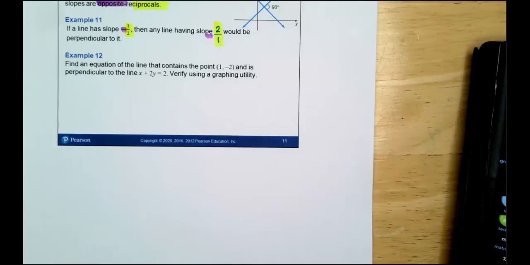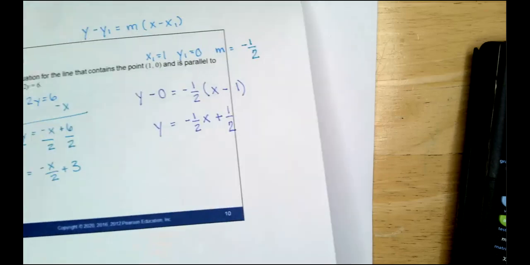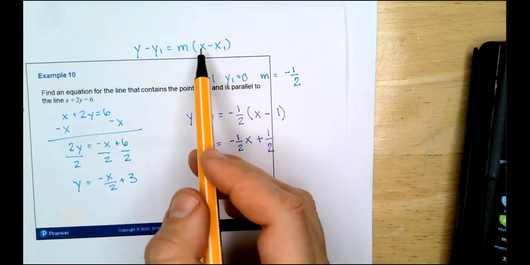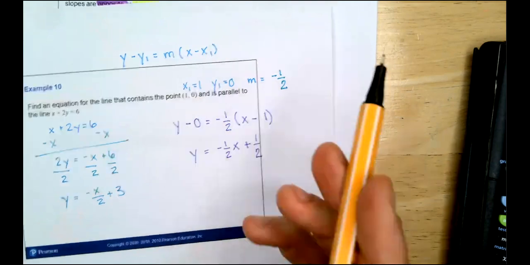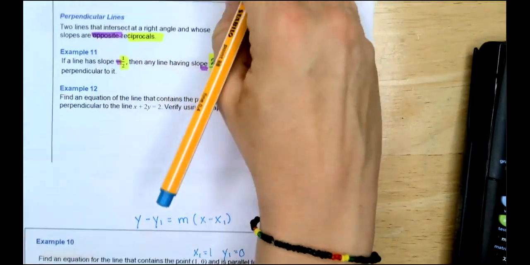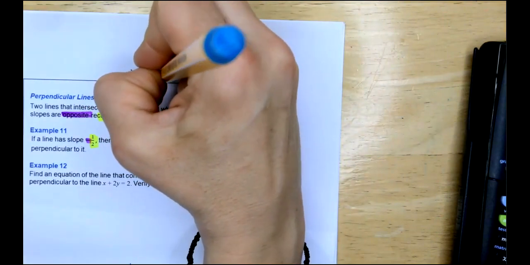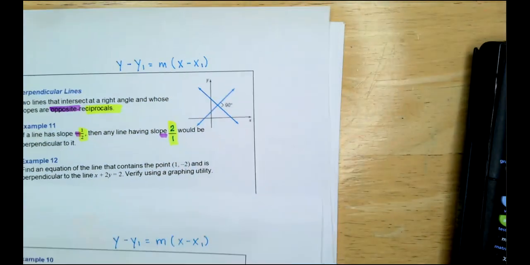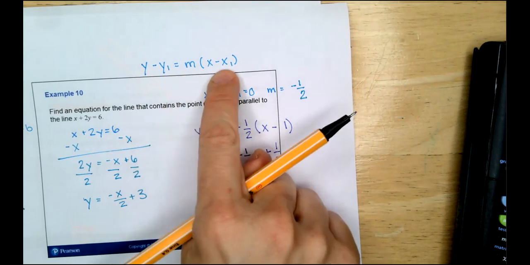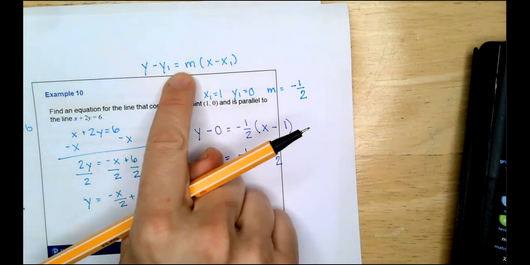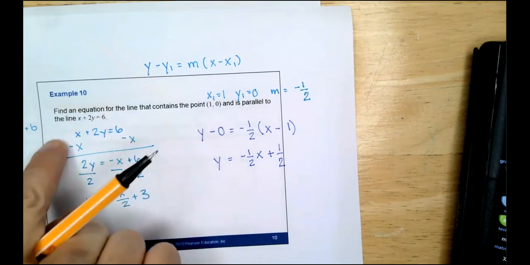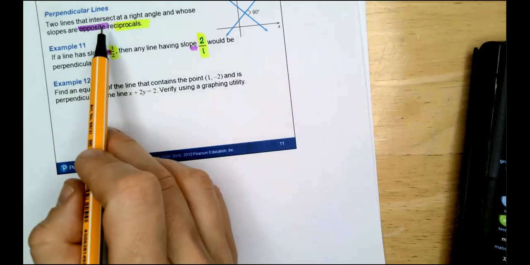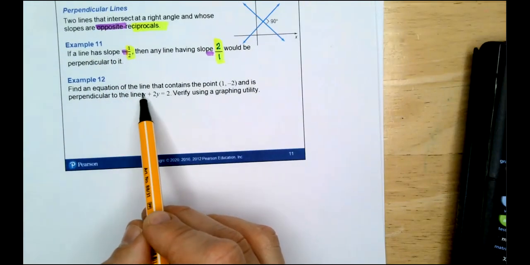Example 12 is just like example 10. Remember in example 10, they gave us a line. They said parallel to this line containing the point 1, 0. So we used y minus y1 equals m times x minus x1. We know y1 and x1 because they gave us one point. Here we needed the same slope in example 10, but now we need to find the negative reciprocal, or the opposite reciprocal, of this slope, okay?